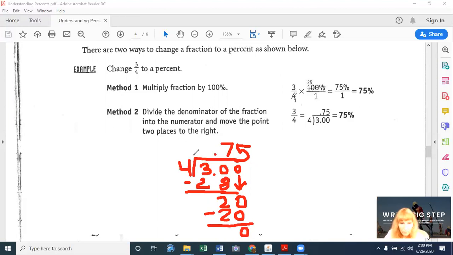So once you have the 0.75, it's very easy to convert that into a percent. We know how to do that from the previous pages. We just move our decimal 2 to the right. If we were to move this 2 to the right, 1, 2, we get 75%. So either method will give you the answer, 75%. Okay, let's give a couple a try here.